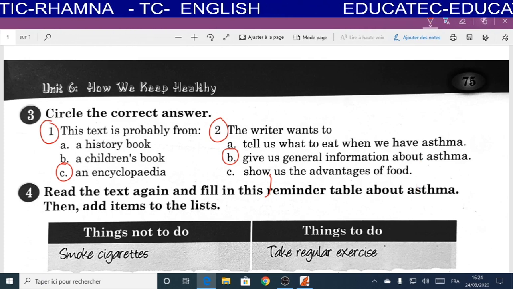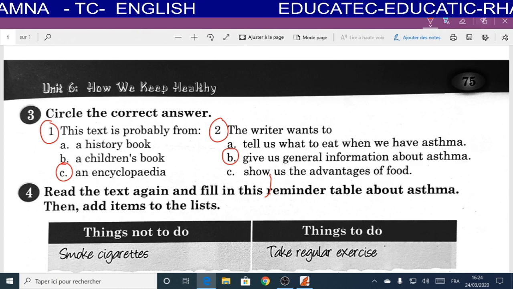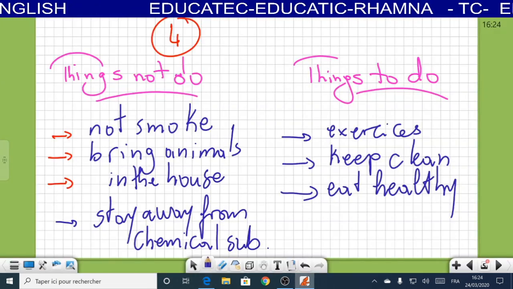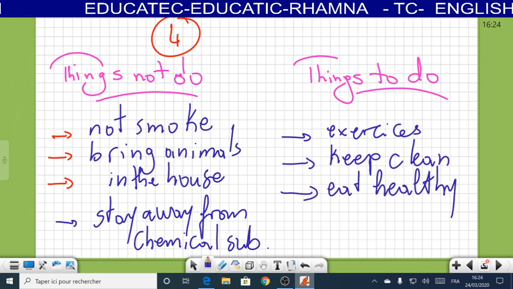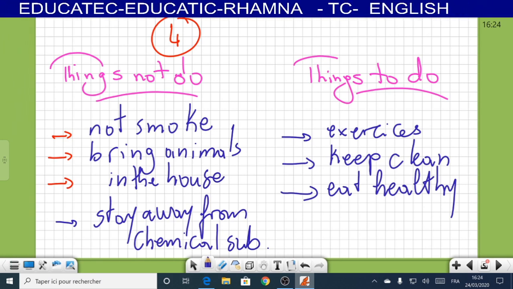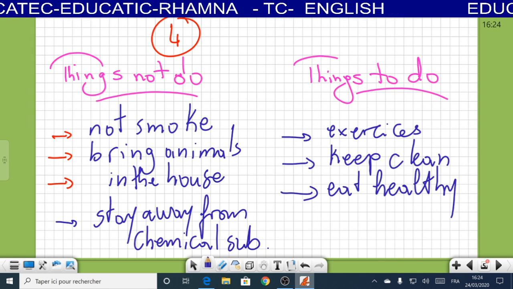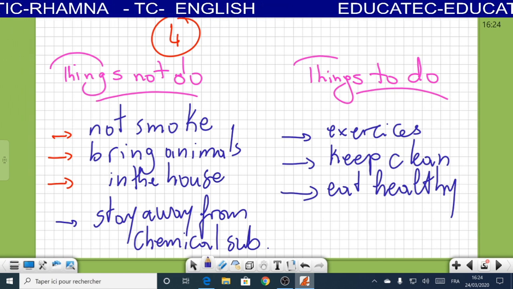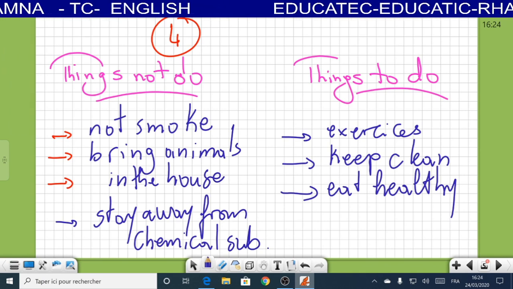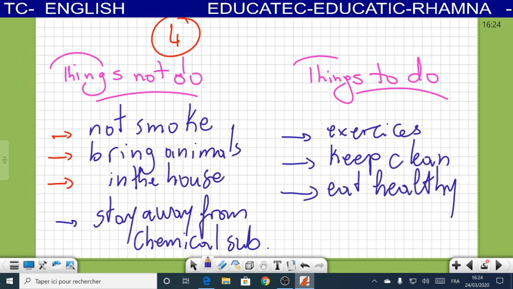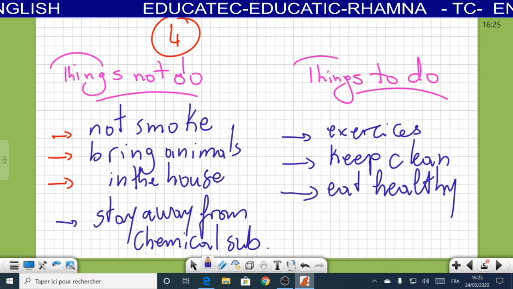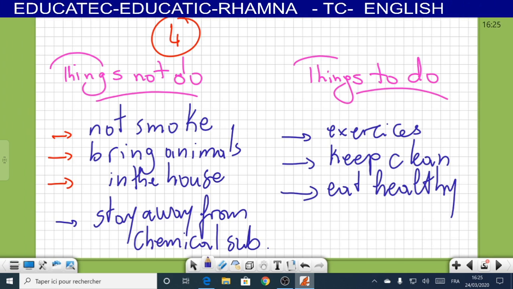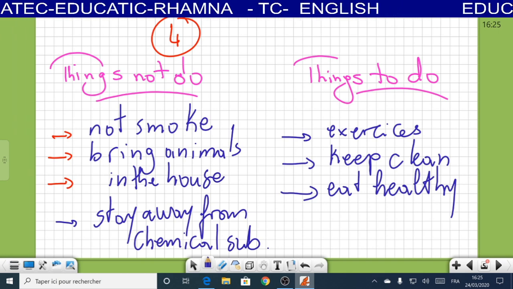Things to do and things not to do, and we have written some of the examples here. So here we have things not to do. For example, we shouldn't smoke, we shouldn't bring animals in the house, and we should stay away from chemical substances. And things to do are exercises, keep clean and eat healthy.